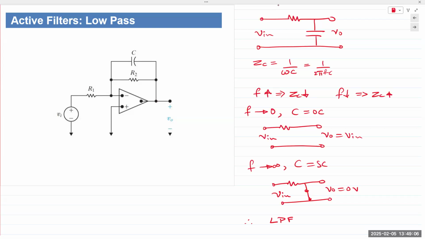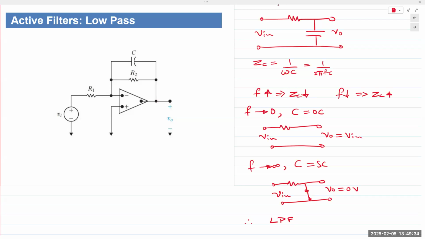If you switch the output location, if you take the output across the resistor instead of the capacitor, the same circuit functions as a high pass filter. No difference. So if you have a series connection of a resistor and a capacitor, output across the capacitor would be a low pass filter. Output taken across the resistor is a high pass filter. Anyway, coming back to our circuit.